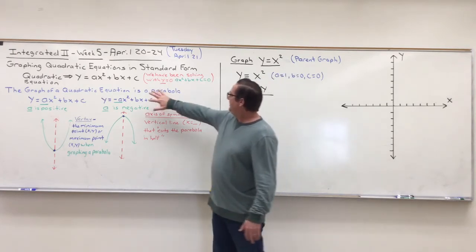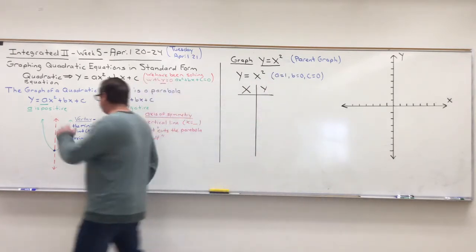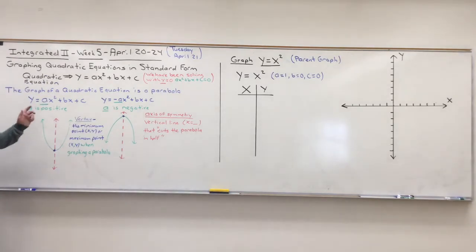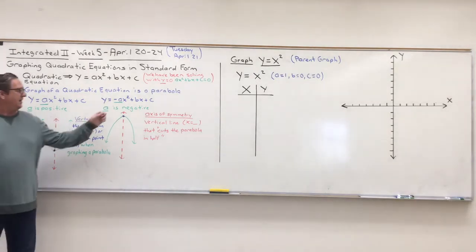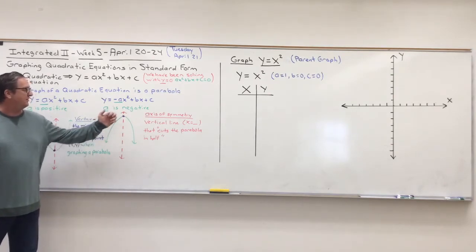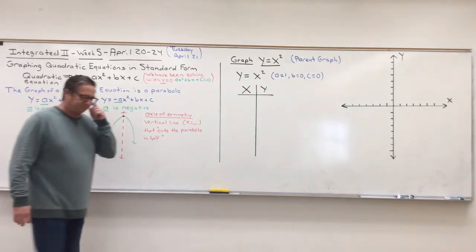And so we're going to learn that the graph of ax squared plus bx plus c, our parabola, is going to go up if a is positive, and our parabola is going to go down if a is negative.